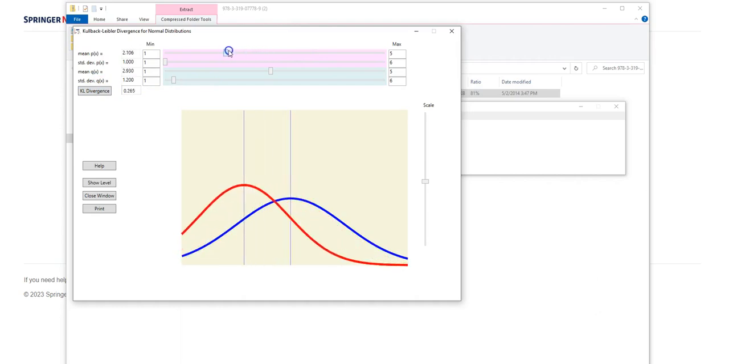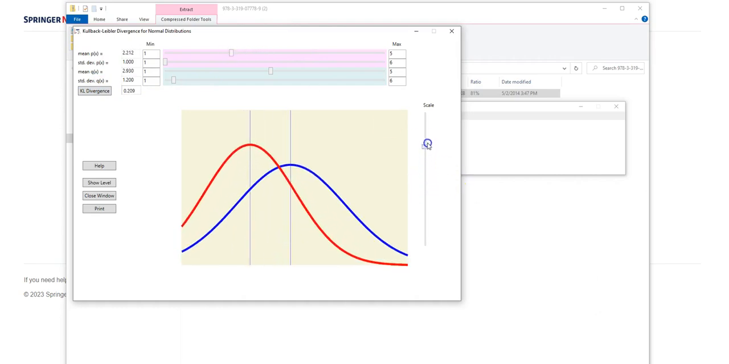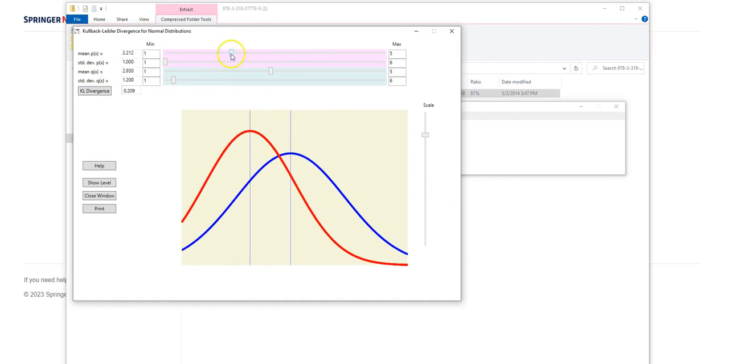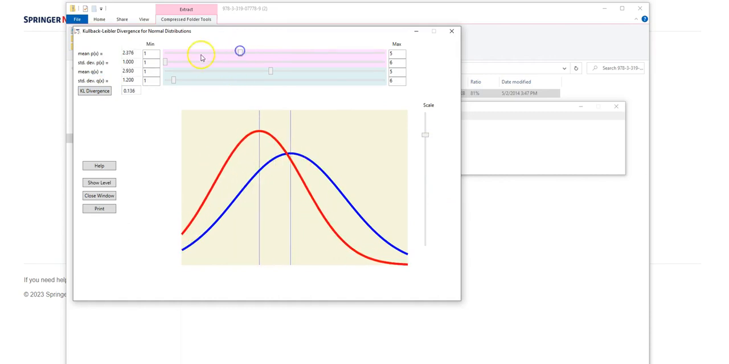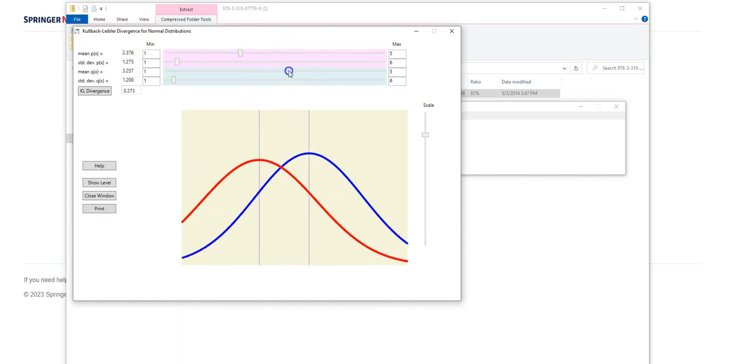So we have two, let's modify the scale a little. We have two normal distributions and we can change parameters for those distributions. The pink corresponds to the red and the blue parameters correspond to the blue curve. Here is the Kullback-Leibler divergence, which is equal to 0 or very close. It means the distributions are very close to each other.